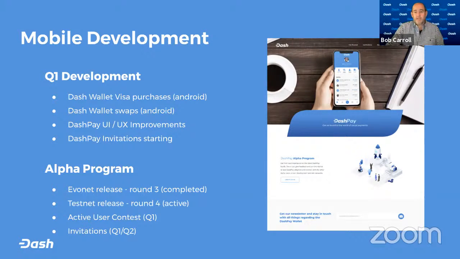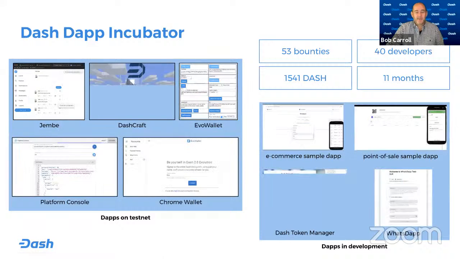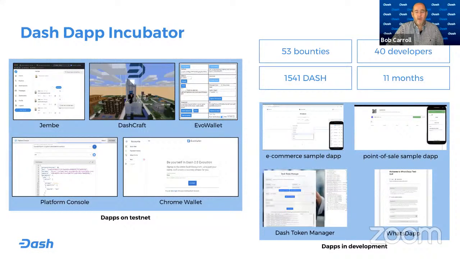Let's look at what's going on outside of Dash Core Group. So not only are the mobile developers inside of DCG excited about platform's progress, but so is the DApp developer community. The Dash DApp incubator is now 11 months old, has an engaged group of developers, and has a bounty system, which is just a great investment in the Dash network as developers come together to build the next generation of decentralized apps on top of Dash.